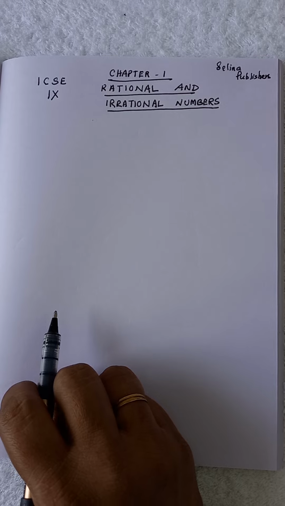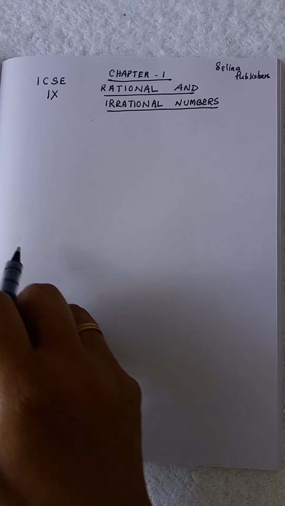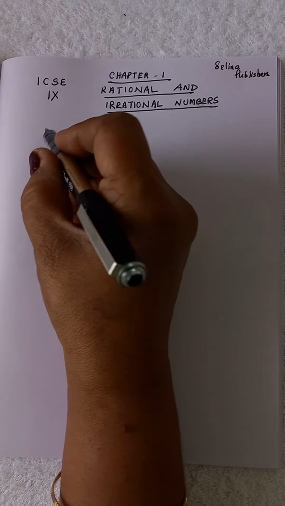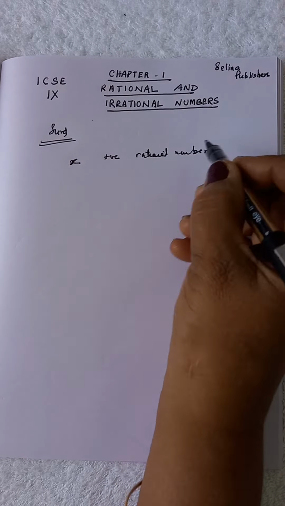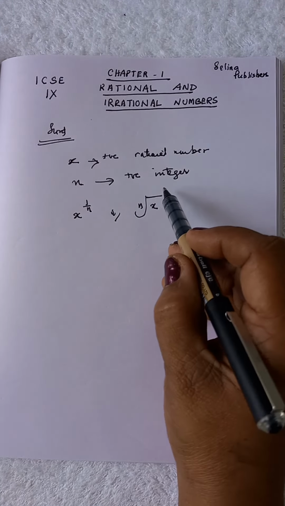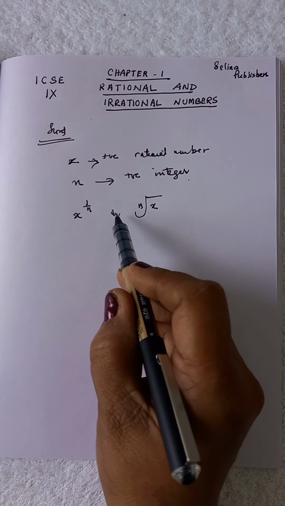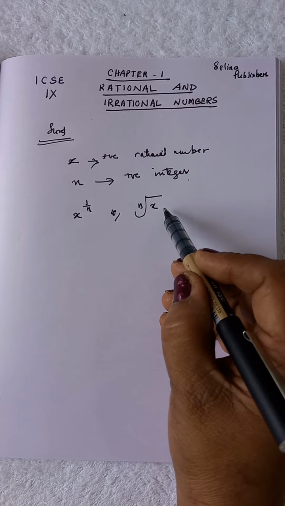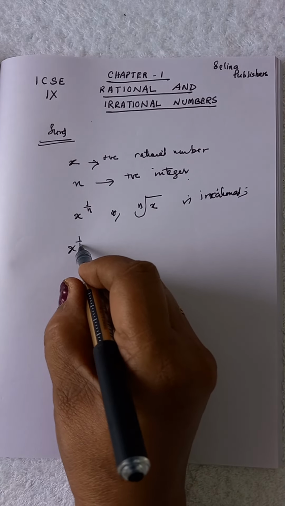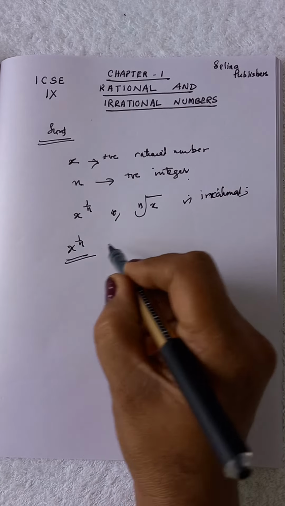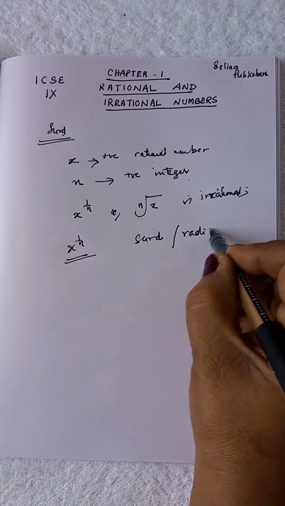Today we will start third in the first chapter, rational and irrational numbers. So here, third: if x is a positive rational number and n is a positive integer such that x raised to 1 by n, that is nth root of x, is irrational, then this x raised to 1 by n, we call this a third or radical. The name of this is radical.